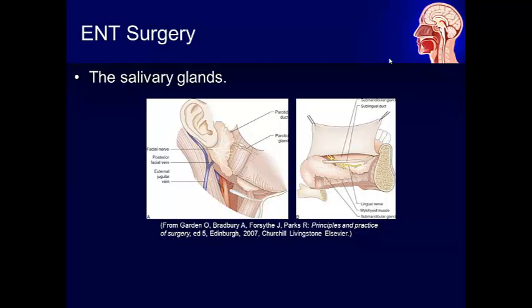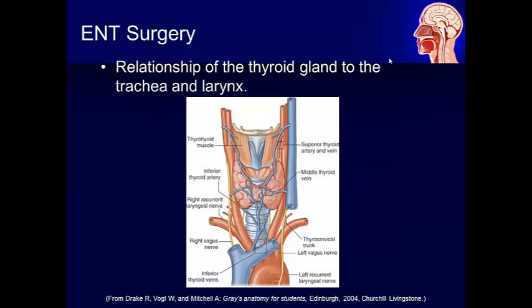The thyroid also resides in the neck, and you may see it operated on by surgeons in the ENT specialty or by general surgeons. Either way, it falls under ENT. The picture on your slide shows how the thyroid lies directly over the trachea, and it's separated into two lobes, a right and a left. The thyroid is responsible for secreting hormones like T3 and T4, which regulate metabolism and growth.